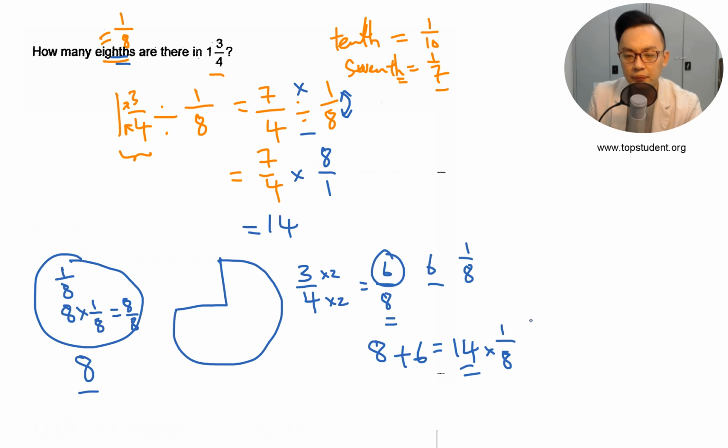So this is another way you can solve it. You take the 1 whole and work out how many eighths it becomes, and then you take the 3/4 and make it the same denominator as the eighths, by times 2. If you times 2 at the bottom, you times 2 on top. Then you get 6 over here, and you take 8 plus 6, you get 14. So that's 14 eighths in 1 3/4.